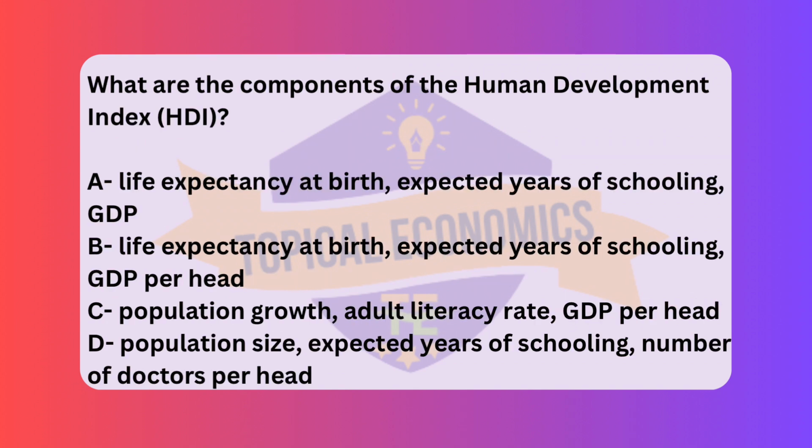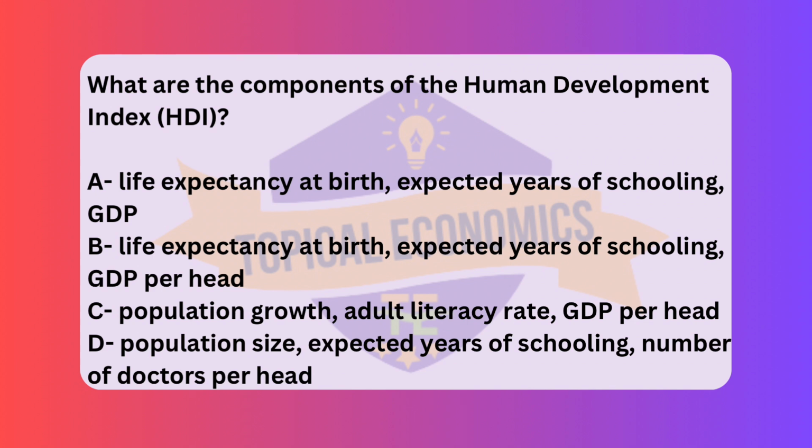Moving to the 11th question. What are the components of the Human Development Index, HDI? A. Life expectancy at birth, expected years of schooling, GDP. B. Life expectancy at birth, expected years of schooling, GDP per head. C. Population growth, adult literacy rate, GDP per head. D. Population size, expected years of schooling, number of doctors per head. This question is from year 2019 October, November, version 1.